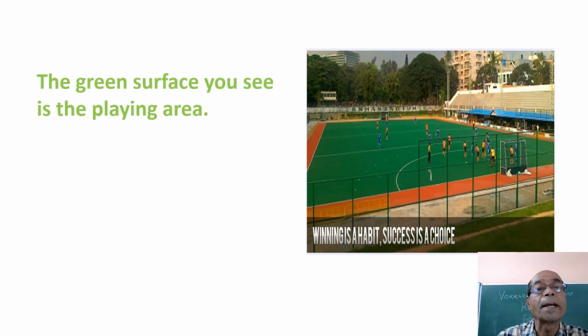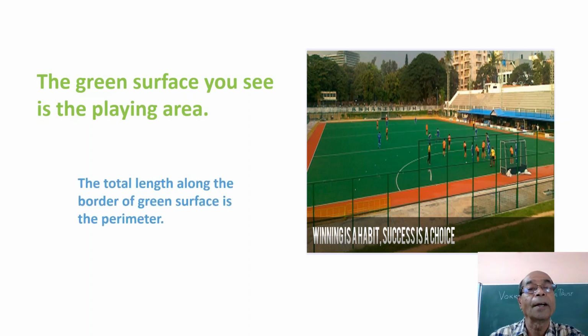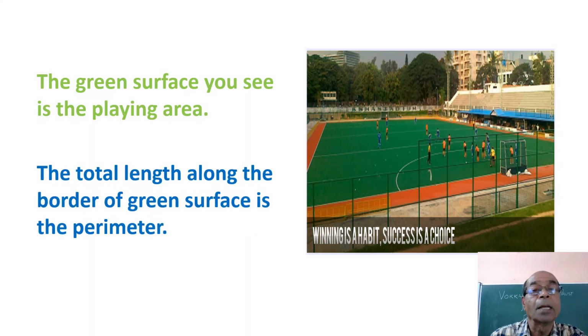To understand, let's look at the hockey stadium again. What do you see? The green surface you see is the playing area. I am repeating, it is the area. That is the playing area. The total length along the border of the green surface is the perimeter. That is, the boundary line is the perimeter.